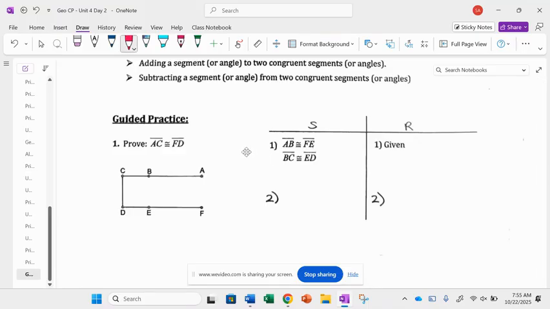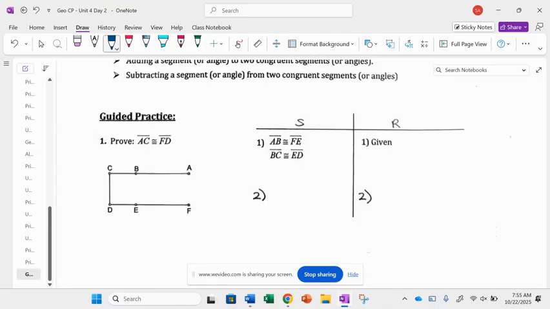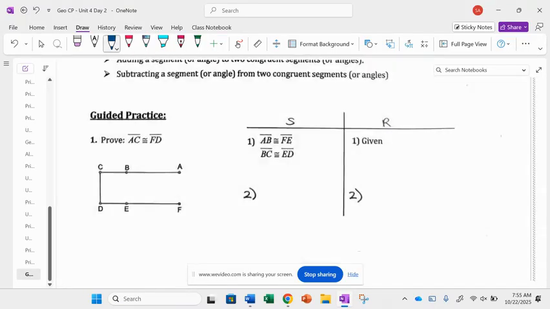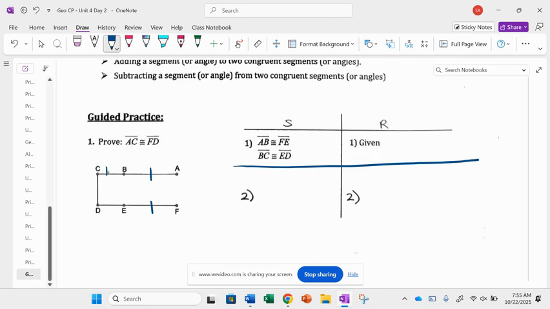So I'm looking at my given information and I'm going to mark it up. So I have segment AB is congruent to segment FE. And I also have segment BC is congruent to segment ED. So I went through, I marked my diagram with the given information.